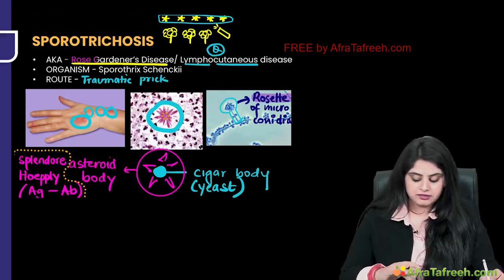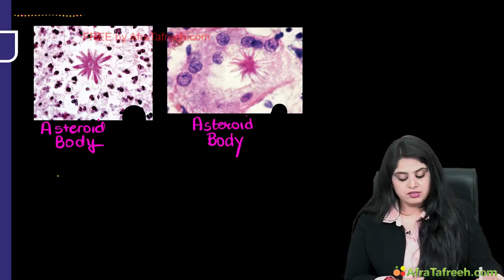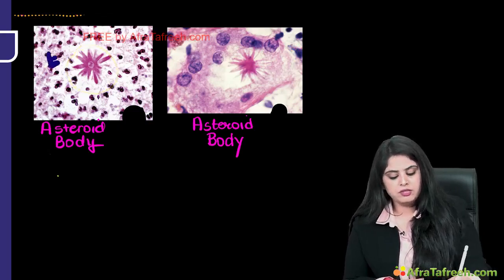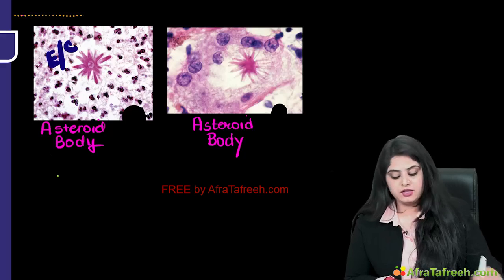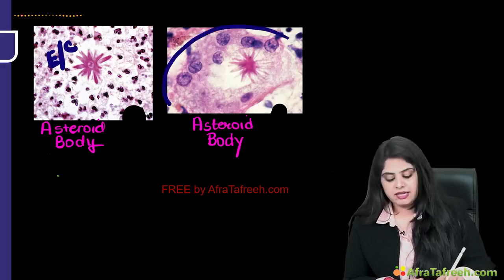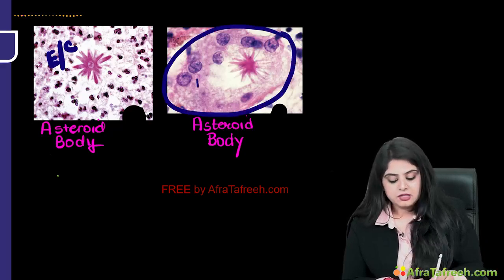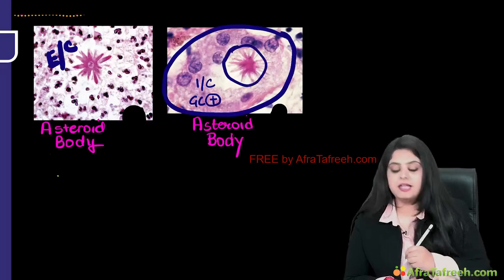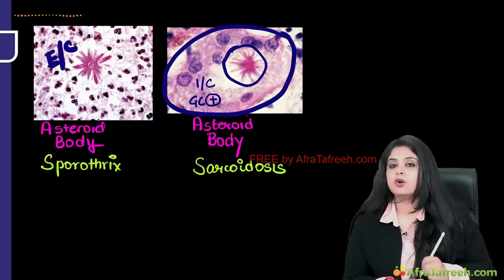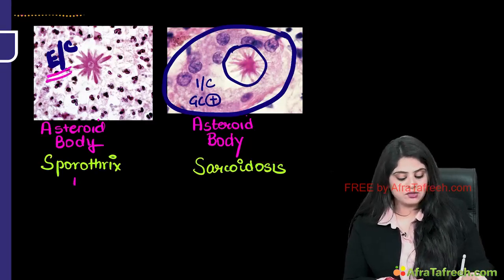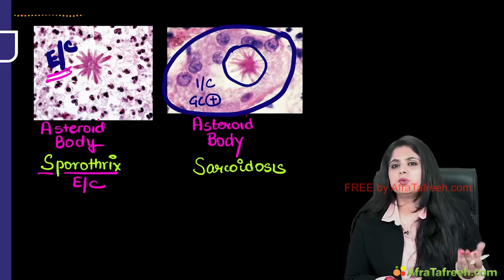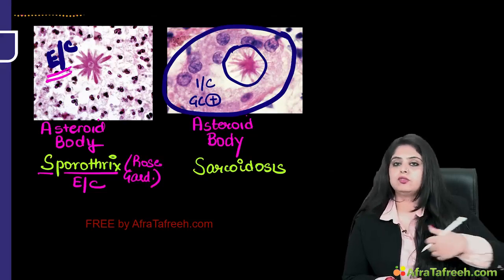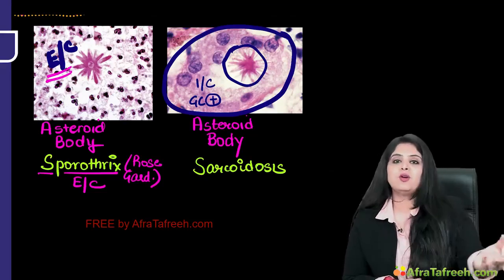Before I end, where else do you see the presence of asteroid bodies? Please let me know. There are 2 asteroid bodies. Look at this one over here. This is lying out in the open. It has no association with any cell. It is extracellular. The next one is also an asteroid body, but I can see there's a big cell around it. It is intracellular. There is a giant cell, and inside that cell I can see an asteroid body. So both of them are different causes. The one that is roaming around, the extracellular one, is going to be Sporothrix, because Sporothrix is Rose Gardener's disease. Now, a rose gardener is obviously going to roam around outside only. So the asteroid body is also outside.